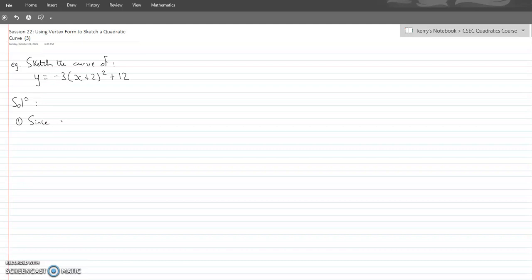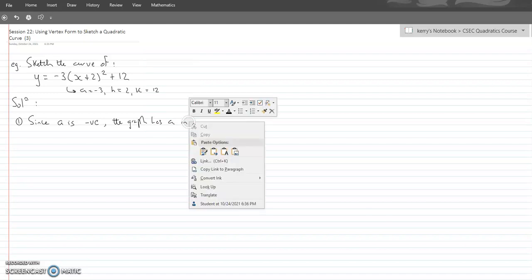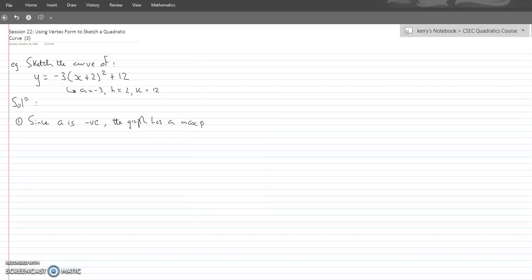Now if we identify a, h and k from this, a is equal to -3, h is equal to 2, and k is equal to 12, right? So since a is negative, this symbol means negative, the graph has a maximum point. The graph looks like this, with a maximum point, a highest point. So that's the first one there.